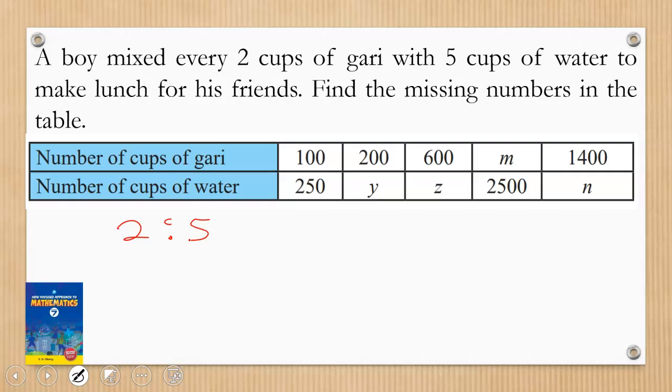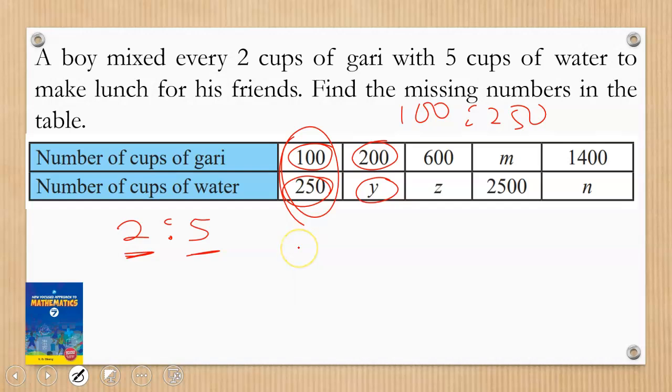All right. So it means that if he picks 100 cups of garri, he will need 250 cups of water. If he picks 200 cups of garri, he will pick y cups of water. So you can see that the ratio can also exist over here as 100 is to 250, and that can be reduced to give us 2 is to 5. So that means 2 is to 5 means 2 divided by 5. Now I can use it to find the missing numbers here.